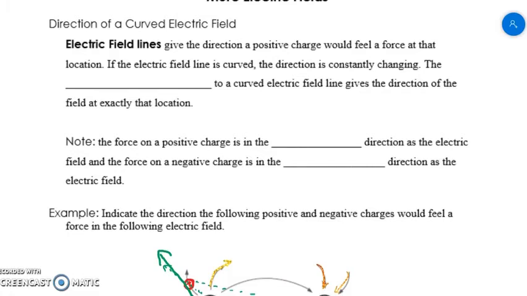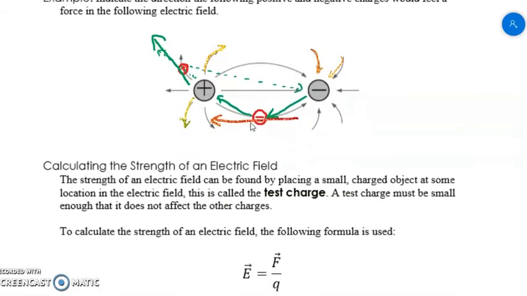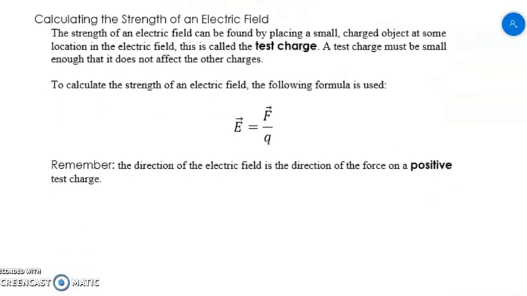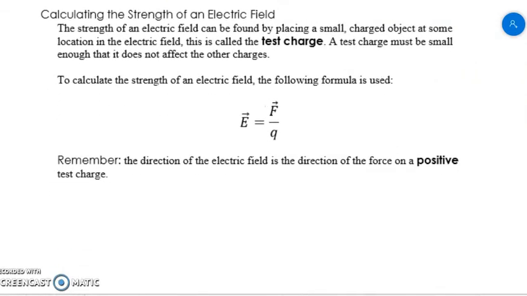So the tangent to a curved field line gives the direction of the field at exactly that location. So sometimes you're going to end up with curved fields, and a tangent line will tell you the direction of the field and the direction of the force at exactly that location. Okay, the force on a positive charge is in the same direction as the electric field, because electric fields are drawn in the direction of the force on a positive charge, and the force on a negative charge is just the opposite direction. Okay, and so we've drawn what two different test charges would experience in this field as tangent lines. Okay, so you need to be able to draw those things. You're going to get some practice from that in the homework book.